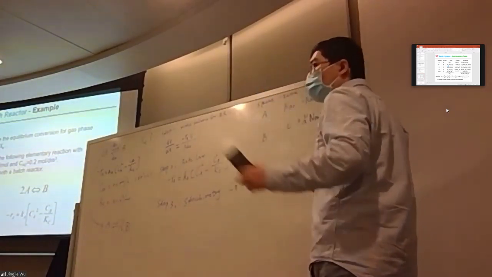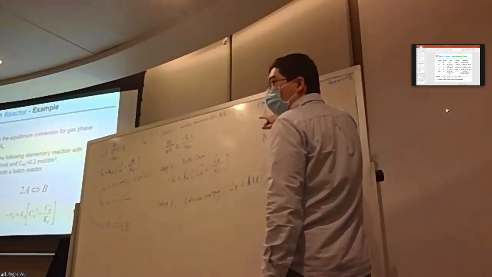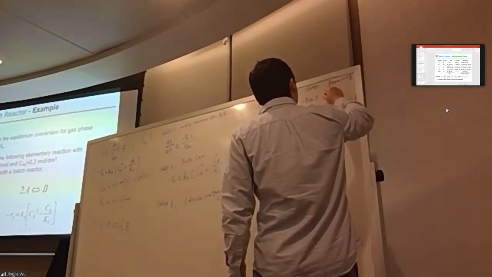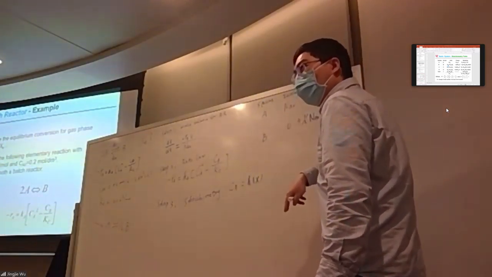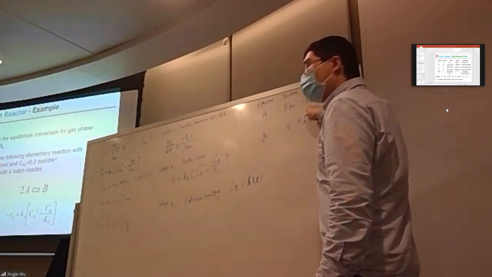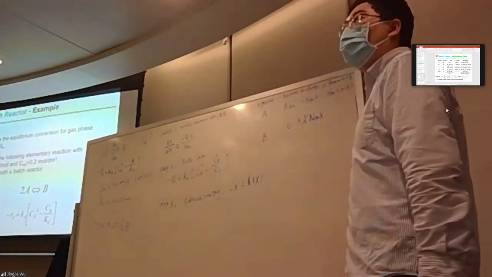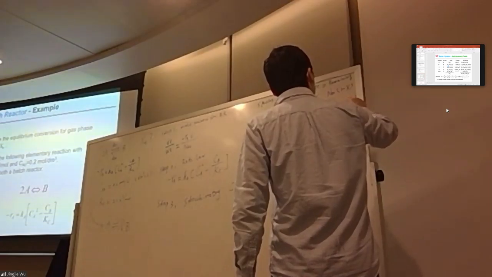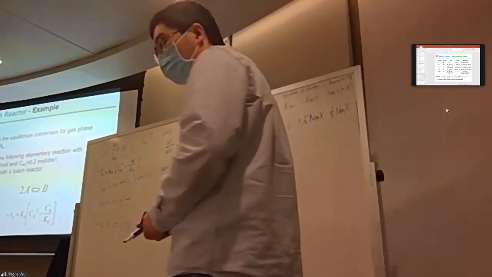Then the remaining: how much is still left in the batch reactor? Initial minus change. Since we already put the minus sign for the reactant, everything should be plus, okay? So initial plus change equals remaining. For B, it's 1/2 N_A0 X, and for A, N_A0 minus N_A0 X.